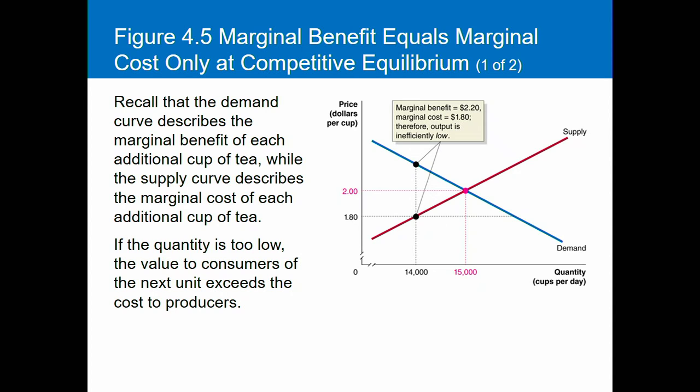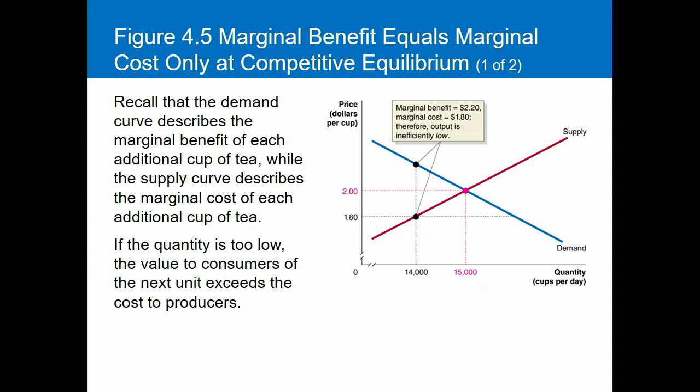So first, let's look at marginal benefit equals marginal cost. The demand curve, remember, is the marginal benefit to consumers. The supply curve is the marginal cost for producers. Where these two curves cross, in this case, $2 price and 15,000 cups per day, the marginal benefit of that 15,000th unit is going to be $2. The marginal cost of that unit is also going to be $2. Every single consumer that wants to buy a cup of tea at $2 is going to be able to, and every firm that wants to sell a cup of tea at $2 is going to be able to.